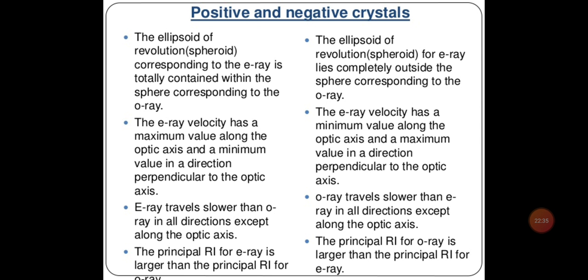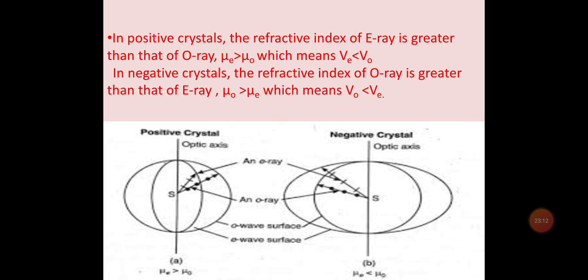In the case of a negative crystal like calcite or tourmaline, the velocity of the ordinary ray is the same, that is, constant in all directions, the same for both positive and negative. But the velocity of the extraordinary ray varies with the direction. It is minimum and equal to the velocity of the ordinary ray along the optic axis, and it is maximum in a direction perpendicular to the optic axis. And the refractive index for the extraordinary ray is less than that of the ordinary ray, meaning mu E is less than mu O. But in the direction of the optic axis, mu O equals mu E. So this was about the positive and negative crystal.